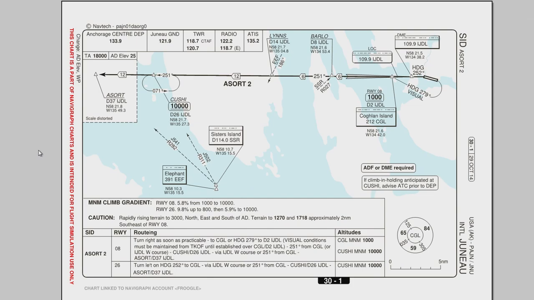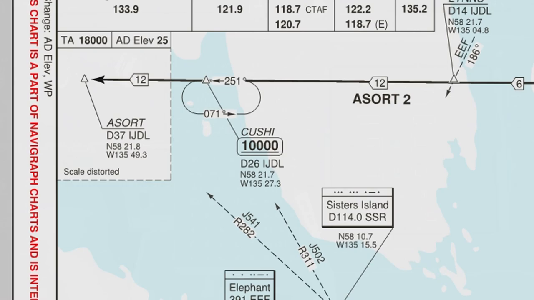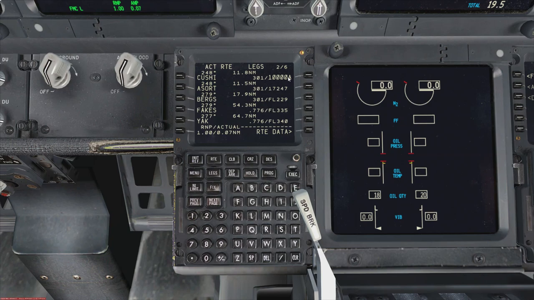So looking at the STAR that we have on paper, it says that at CGL, Charlie Golf Lima, we want to be at or above 1,000 feet. So there's Charlie Golf Lima there. And the computer has us at 1,400 feet and climbing. So we're going to be fine on that one. The next constraint we have is at Cushy, or Charlie Uniform Sierra Hotel India, which says at or above 10,000 feet. So let's go next page. There's Cushy, 10,000 feet at or above. So we're all good there. So everything here on that STAR looks fine.